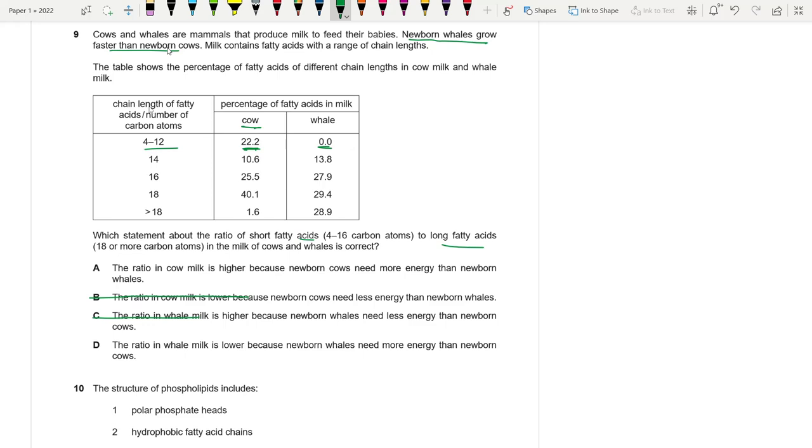Now, obviously, longer chain fatty acids can provide more energy because they have more CH bonds, which can be broken down to provide energy using ATP, right? The hydrogen can be released. So remember that the longer the fatty acid, the more energy it can provide. Since whales have a higher percentage of longer fatty acid chains or a lower percentage of shorter fatty acid chains, this is a result of newborn whales needing more energy than newborn cows. Cows don't need that advantage. Okay, that's why the answer is D.